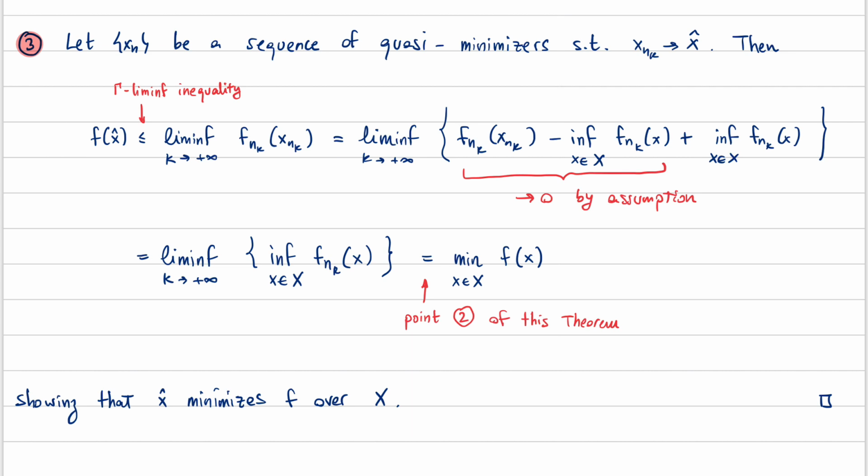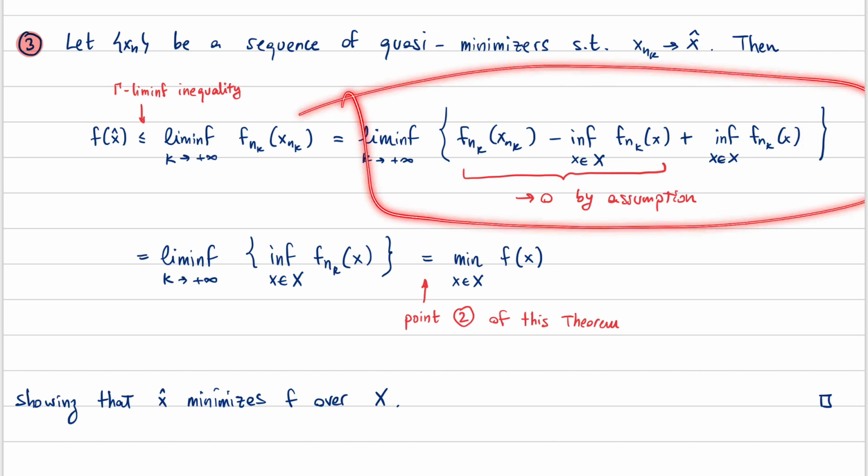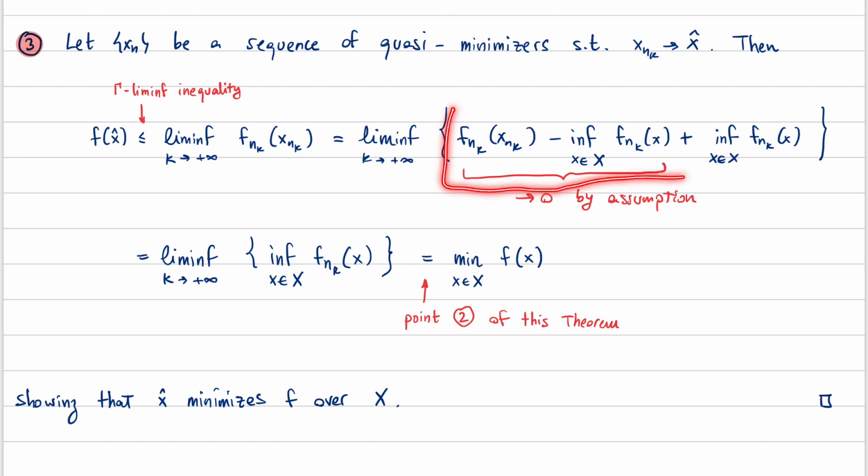And now by adding and subtracting, we just add and subtract this term here. So this lim inf is equal to this, obviously. And this first term here goes to 0. So the limit as k goes to plus infinity of this goes to 0, because we're assuming that x_n is a sequence of quasi-minimizers. So by definition, this one goes to 0 as k goes to plus infinity. And therefore, by the property of lim inf, this is just equal to the lim inf as k goes to plus infinity of this term here.